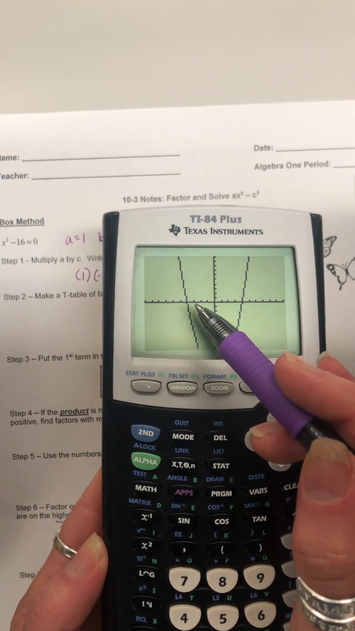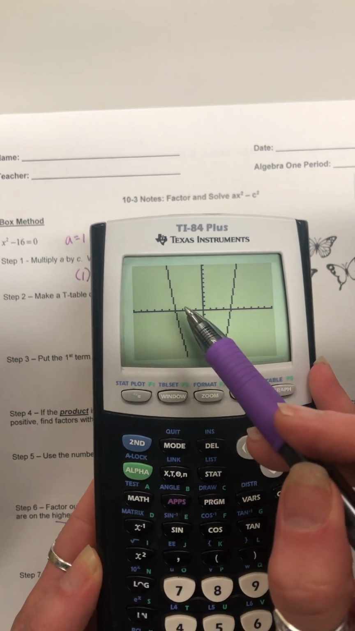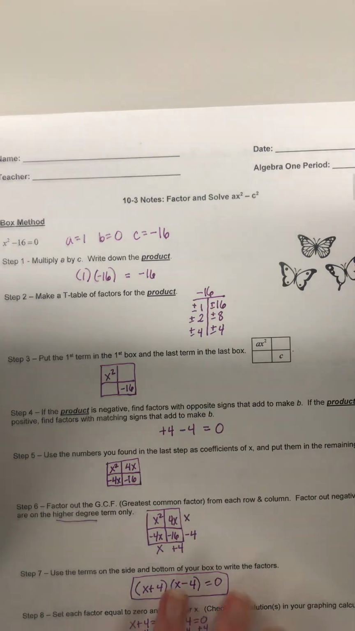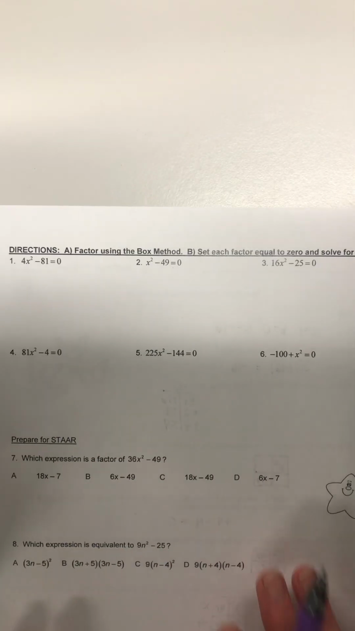+4, -4. Those are the places where this parabola crosses the x-axis. Okay, so that's a good way to check your work. Now, on the back, we've got some more to practice with.